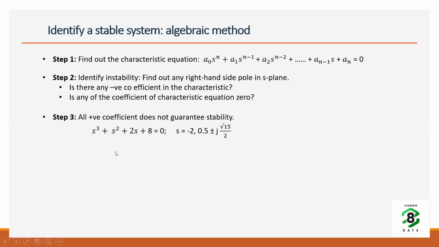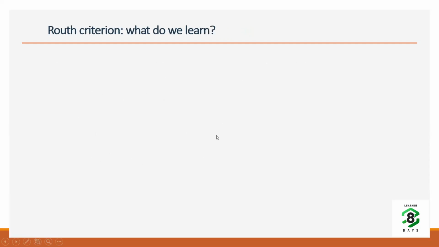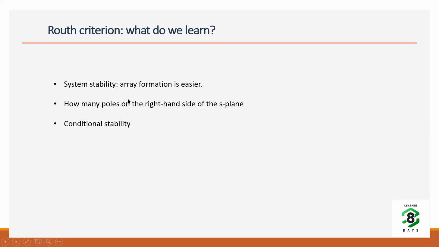So you have to actually solve the higher order characteristic equation to find out the location of the poles on the S-plane. And for that we will use special techniques. One of the techniques is this Routh criteria, and Routh criteria gives you some additional information as well.